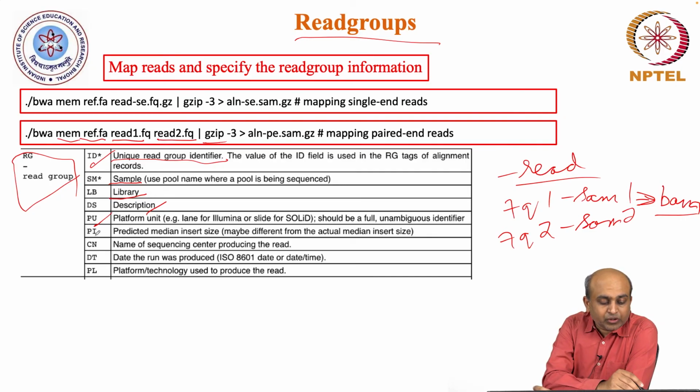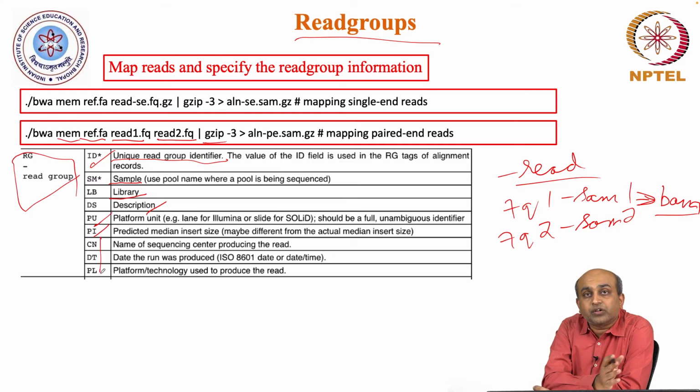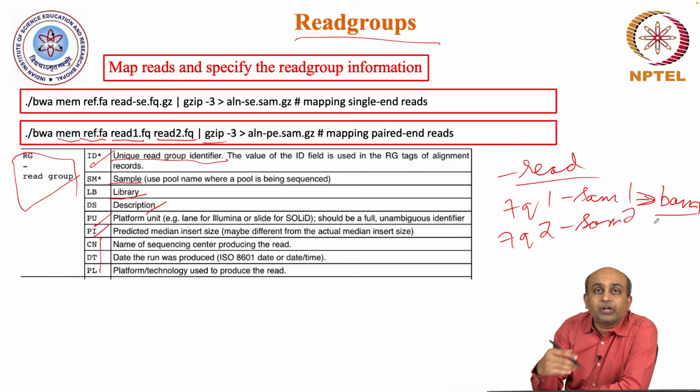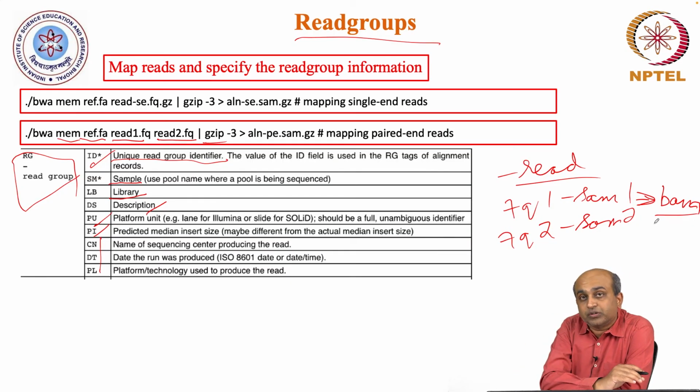Similarly, you can also provide the insert size. You can also provide various other details, like the sequencing center where this read was produced, or the date when the data was generated, right? All this additional information can be included, and all of this is linked to an individual read. So within the same file, you can have a few thousand reads, and each of the reads could have different metadata associated with it. This metadata can be added during the mapping step.